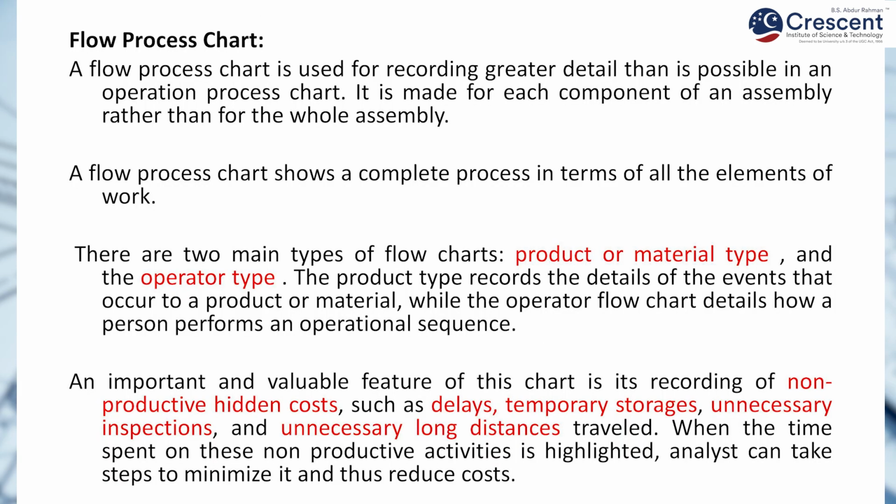Okay. Next one is the flow process chart. The flow process chart can be categorized into 2 categories: man type or operator type, and material type or product type. The main aim of the flow process chart is to find out the non-productive hidden costs: delay, temporary storage, unnecessary inspection, unnecessary transportation. Okay, that can be easily highlighted, and then we can minimize or reduce it. So, through reduction of these things we can reduce the cost directly.